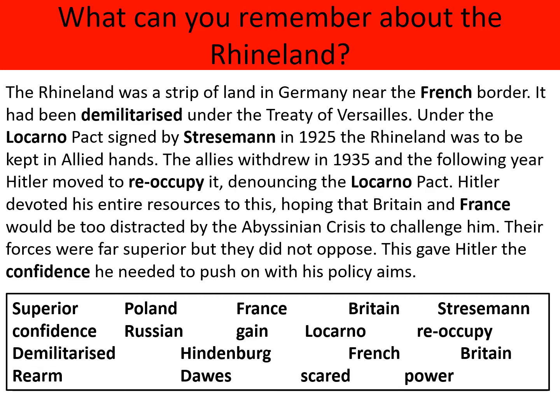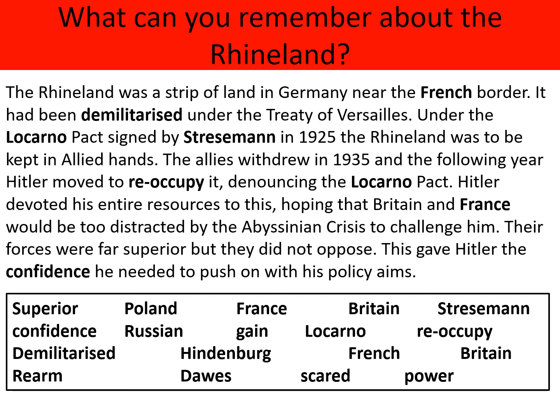Okay, so the Rhineland was a strip of land near the French border. I hope you got that one because that was something we talked a lot about with the Treaty of Versailles. One of the rules of the Treaty of Versailles was that it had to be demilitarised, which means they weren't allowed to have an army there. And France really pushed for that because it was so close to their border. They didn't want Germany to have an army there.